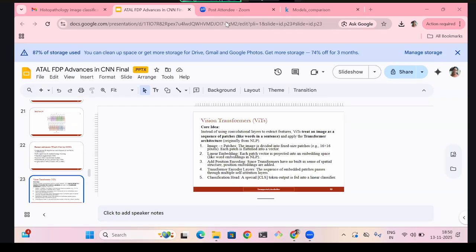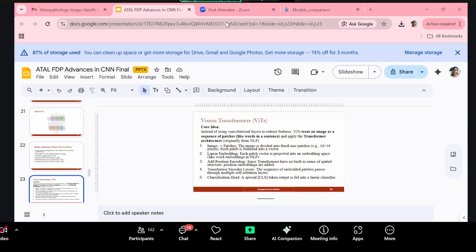How many of you are aware of transformer models? Just heard about it. Okay. Others, please. How many of you have worked with transformer models for text? And how many of you have worked with transformer models with respect to image? Just heard. Okay. Not worked.